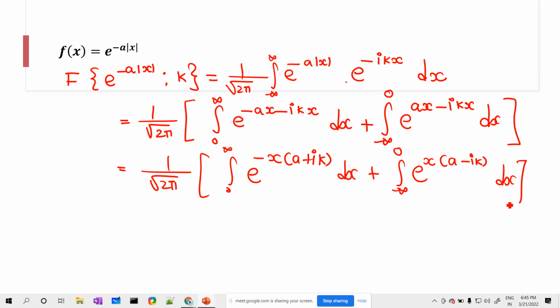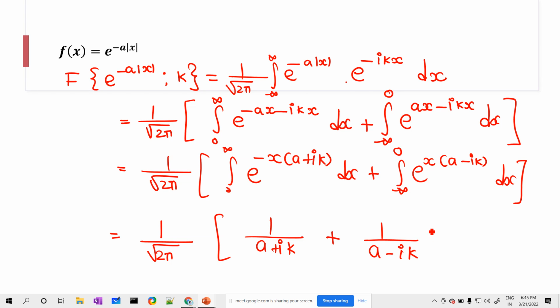Now we just have to find out integration. The integration of e, everybody of us knows it, right? So can I just directly write the integration would be 1 upon a plus ik in this case, and in the other case it would be a minus ik. I just give you a few seconds to analyze why this answer came.